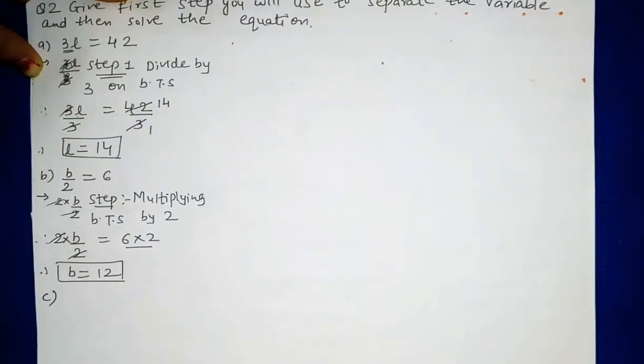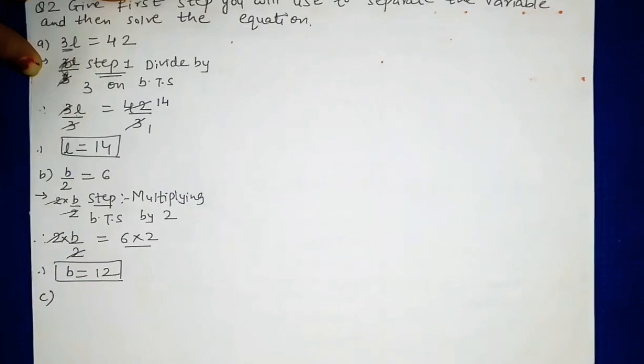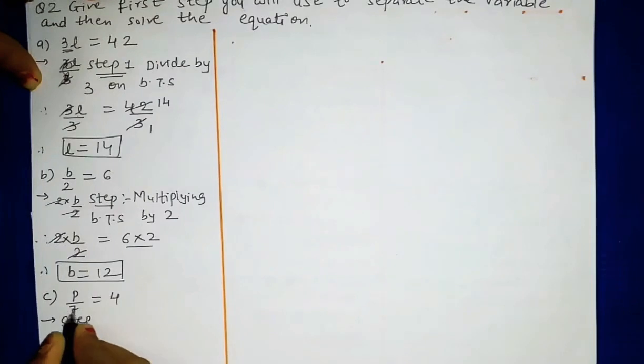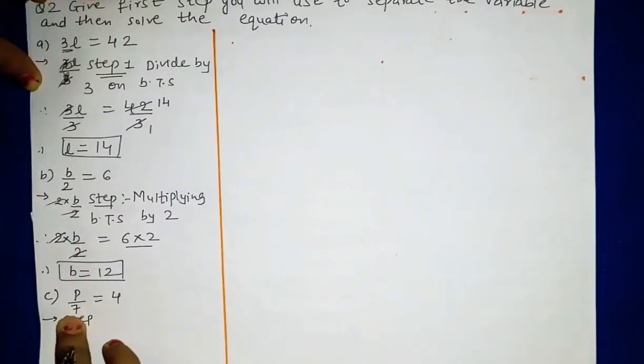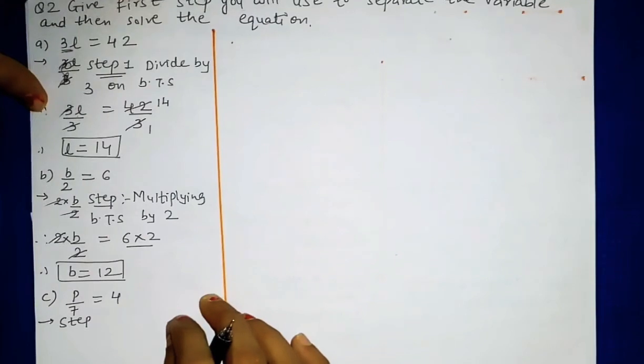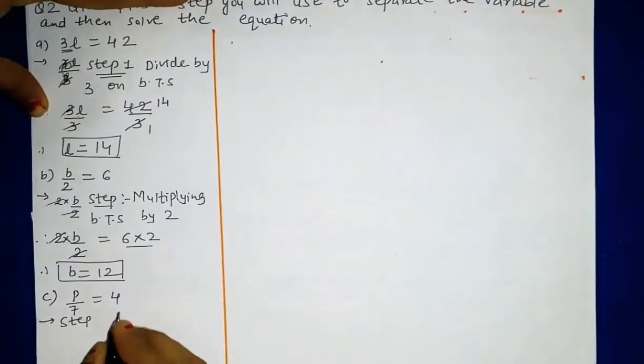Now moving ahead with the third question. This is the third question, p upon 7 equal to 4. Again 7 is given in the denominator. So again we will do the same steps. It is given in division. So for removing this 7, we will multiply by 7. This 7 and 7 will get cancelled, and we can get the value of the variable. So again our step will be multiplying both the sides by 7.